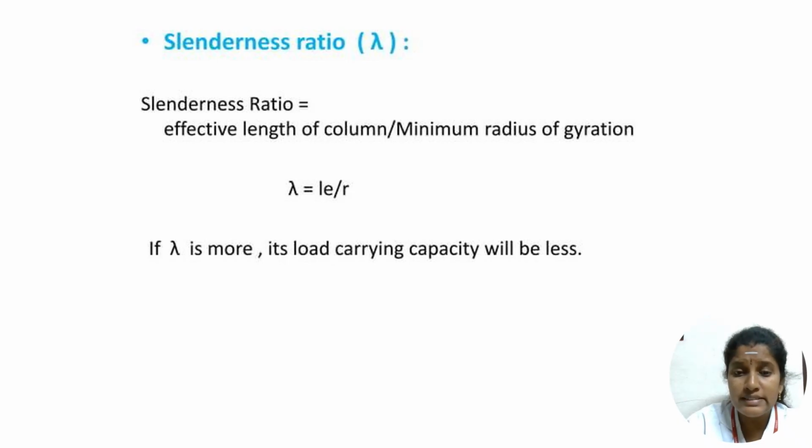Why are we speaking about the slenderness ratio here? If the slenderness ratio, that is lambda, is more, what will happen? The load carrying capacity will be less.